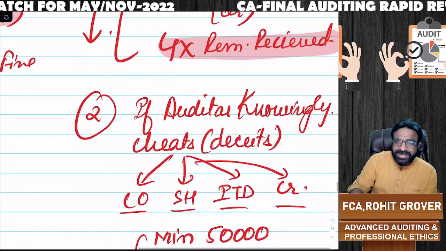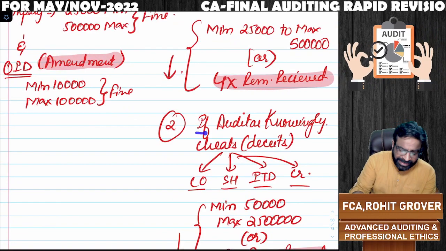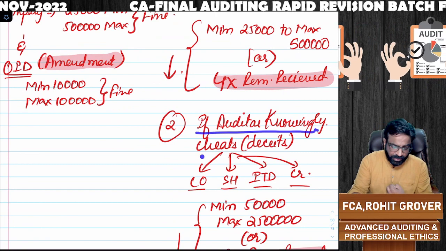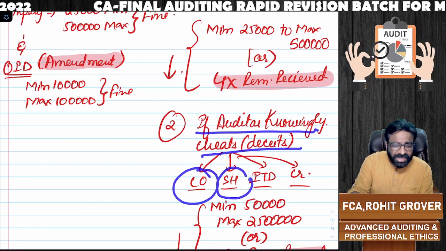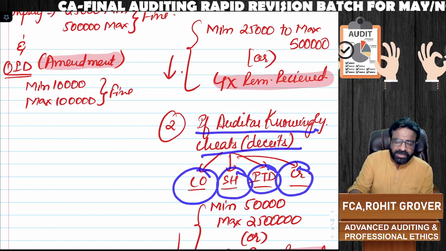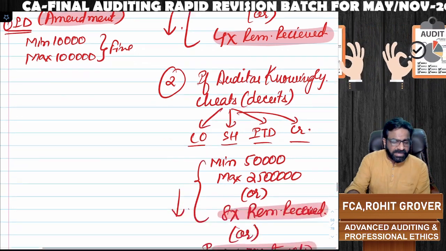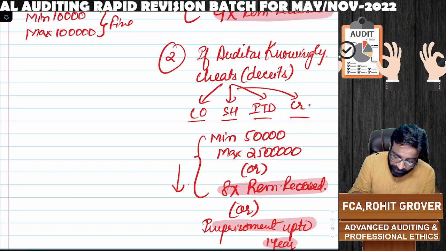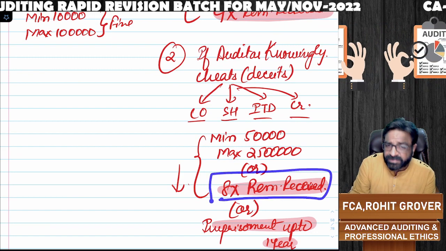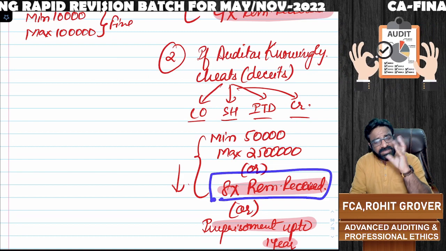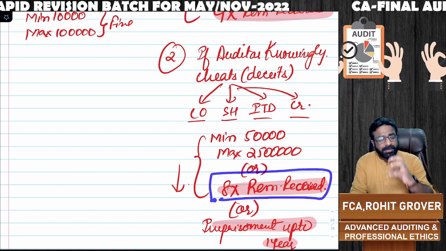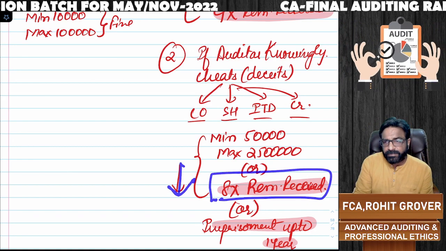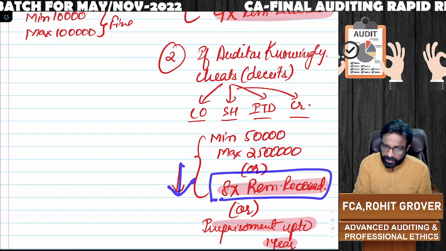If the auditor knowingly cheats, knowingly means intentionally. If the auditor knowingly cheats or deceives the company, shareholder, income tax department or creditor, then his penalty will be a little bit increased. That is minimum 50,000, maximum 25 lakhs. It will be compared with 8 times the remuneration received. So minimum 50,000, maximum 25 lakhs. It will be compared with 8 times the remuneration received, whichever is lower. Whichever is lower. Did you get the point or not?